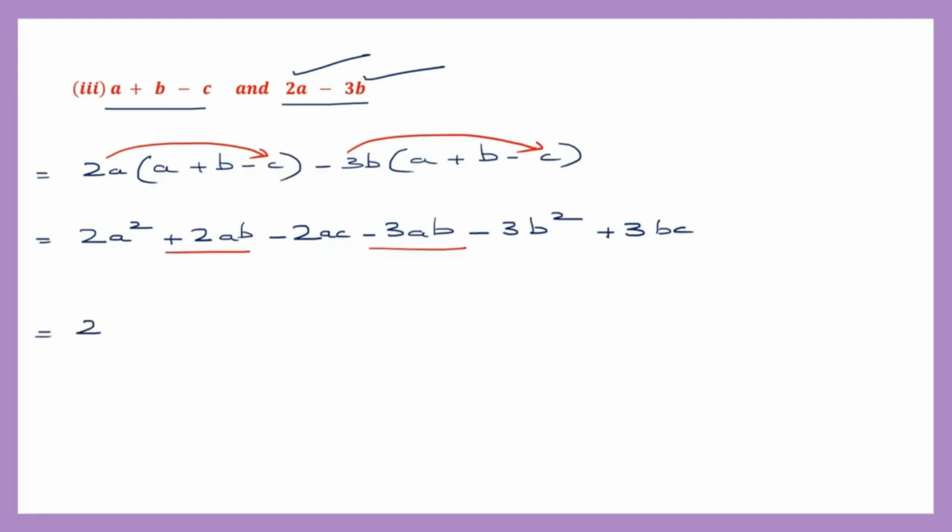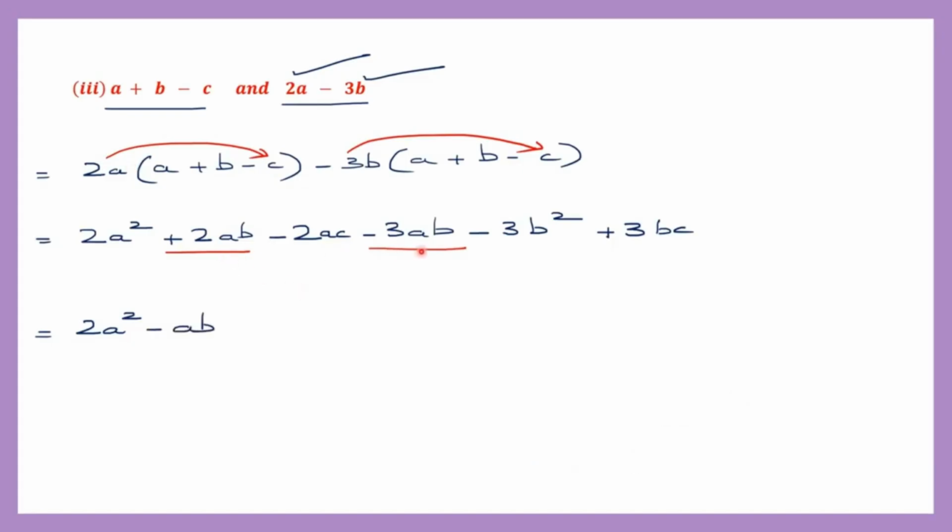So 2a square. Now let's look at the like terms. What do we have? 2ab minus 3ab. Let's take only the numbers here. Plus 2 minus 3. When signs are different, we put the sign of the bigger number and we subtract. 3 minus 2 is 1 and we write ab. So this can be written as minus 1ab or simply minus ab. So let's write that, minus ab.